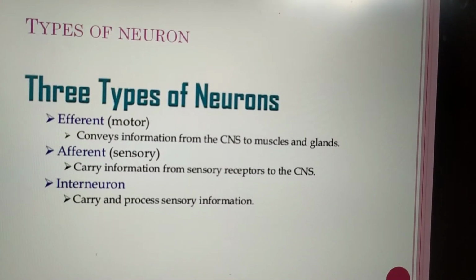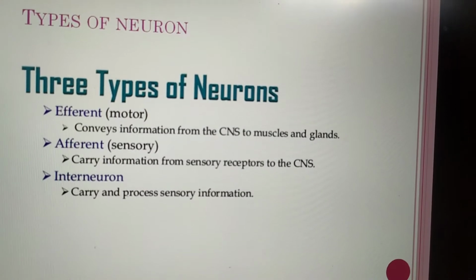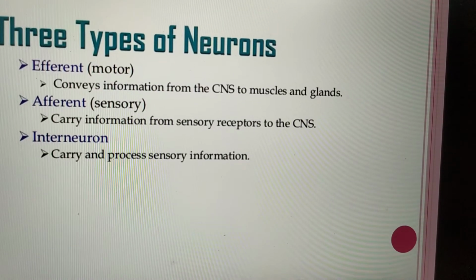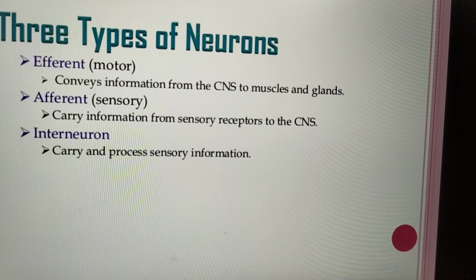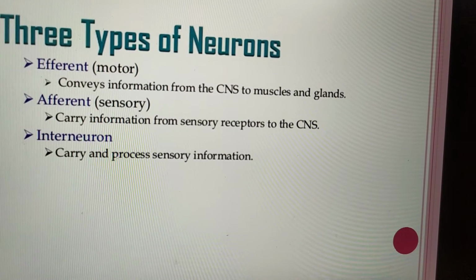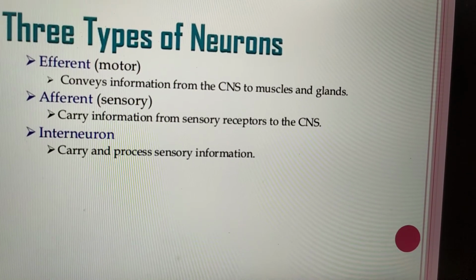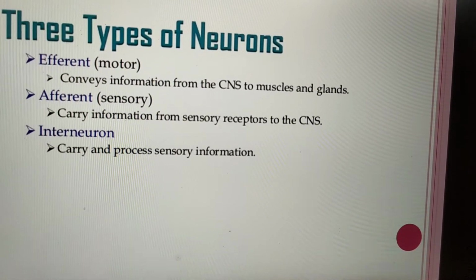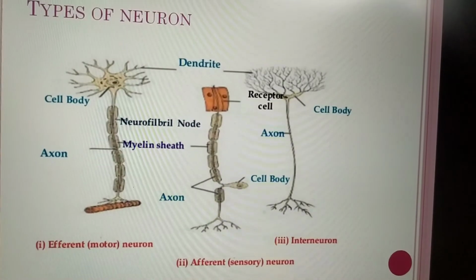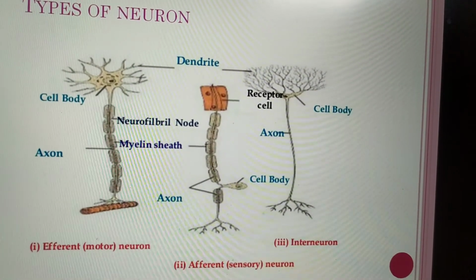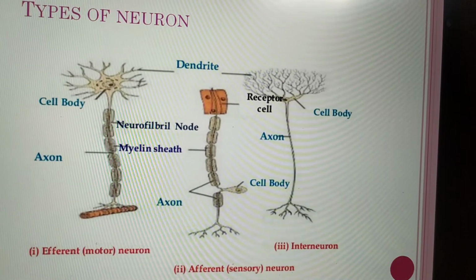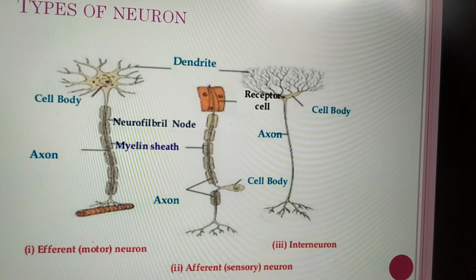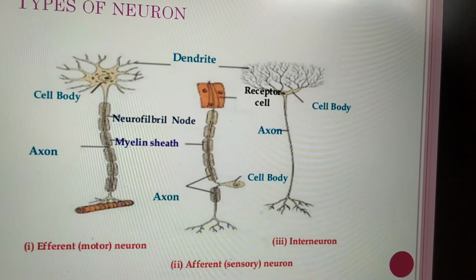There are three types of neurons: efferent or the motor neurons, afferent or sensory neurons, and interneurons. Efferent or the motor neurons convey information from the central nervous system to the muscles and glands. Afferent or the sensory neurons carry information from sensory receptors to the central nervous system. Interneurons carry and process sensory information. So you can see in this diagram there are three types of neurons: efferent, afferent and interneurons. The main function I have already told you, the function is different, the structure is the same.